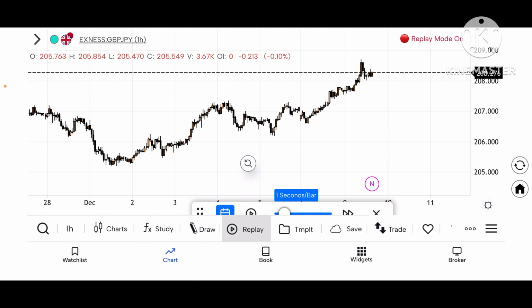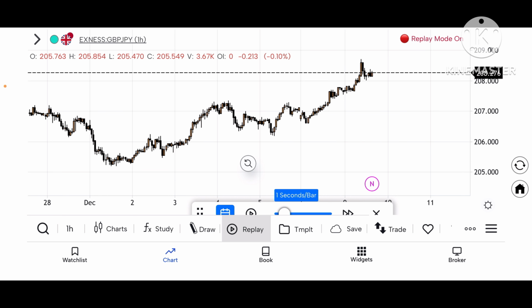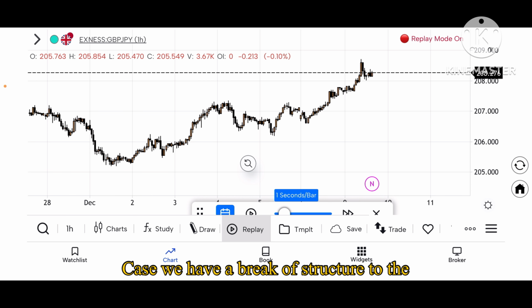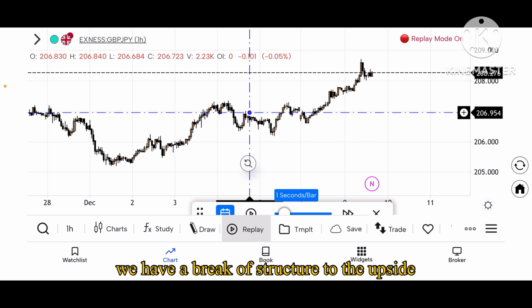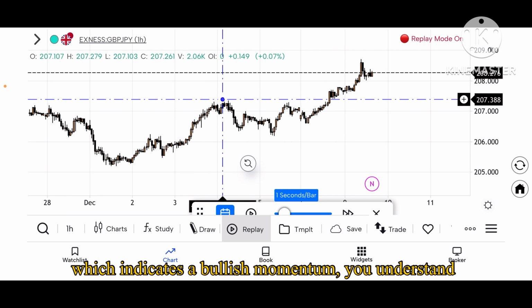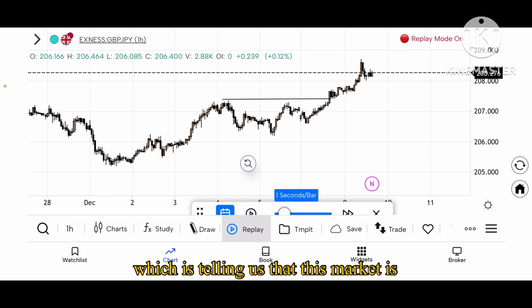Guys, this is how the strategy works. The first thing we need to see is a break of structure in the direction of the trend. So in this case, we have a break of structure to the upside, which indicates bullish momentum. Understand? Which is telling us that this market is being controlled by buyers. If you guys understand this, cool.